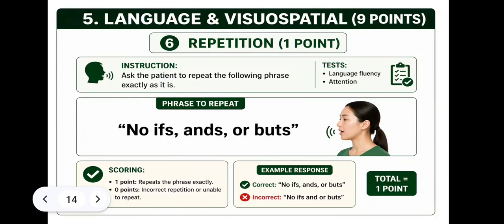And the last point in examination of language and visuospatial skills is repetition. The patient is given a phrase like no ifs, ands or buts and asked to repeat it correctly. If he is able to repeat it correctly, then 1 point will be given to him.